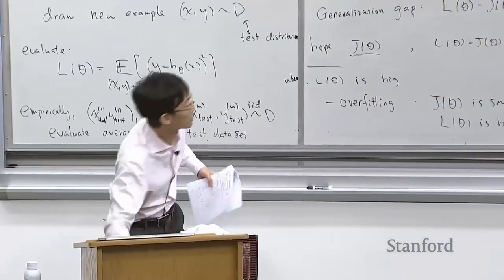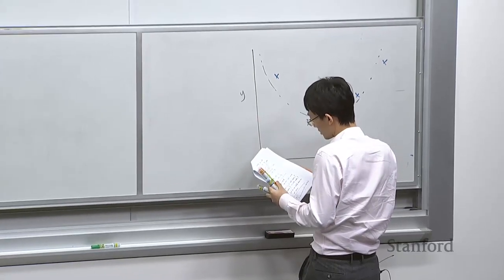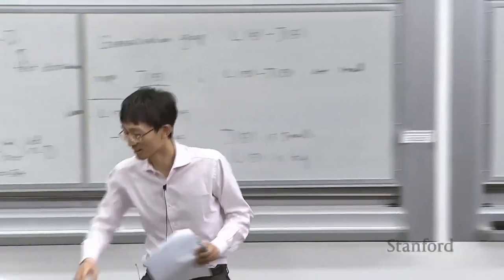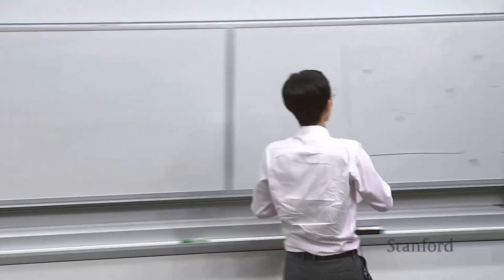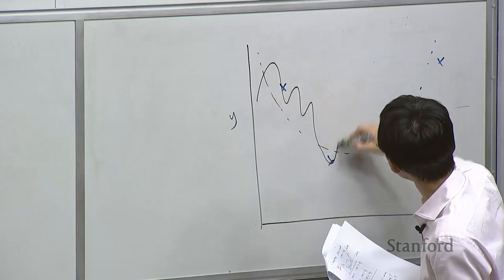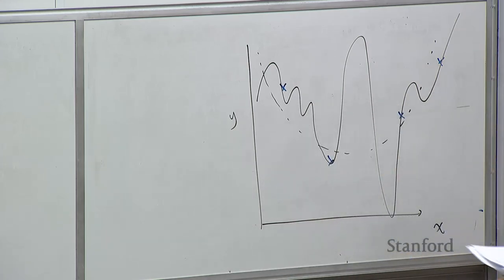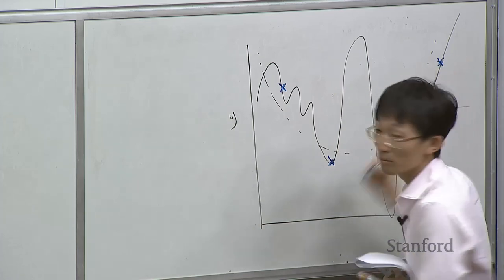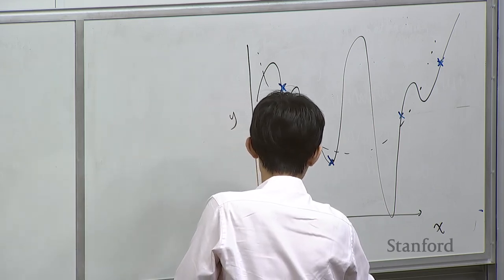So suppose you fit something crazy like this. I'm going to use black for the model you fit. I'm drawing something crazy, and I intentionally make this model pass through these points exactly. So this model fits the 4 training data points perfectly, so the J theta is really small, close to zero.